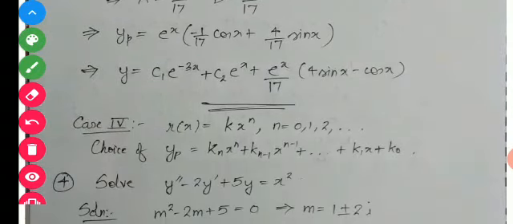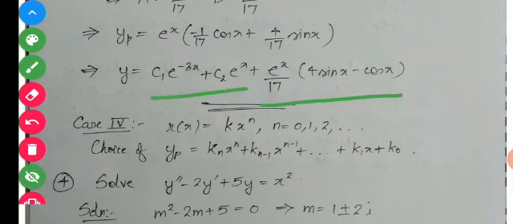Now combining your yh and yp, you will get the general solution, that is, the general solution is yh plus yp. Yh is c1 e raised to minus 3x plus c2 e raised to x, and yp is e raised to x by 17 into 4 sin x minus cos x. I hope that is clear.